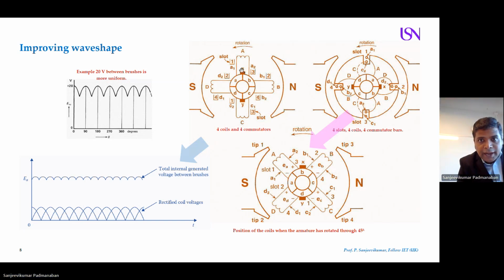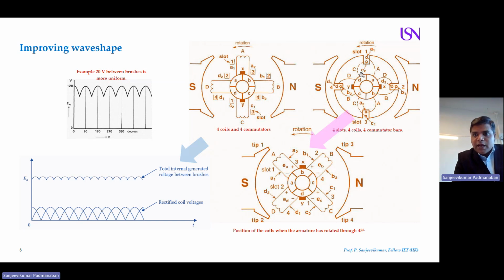Now I have 4 coils, A, B, C, and D. 4 coils I have, and 4 commutators. You can have a look: A, B, C, and D. Now this is going to be rotated in anti-clockwise direction from north to south. Here is the north pole, here is the south pole. So I am rotating in this direction, anti-clockwise.